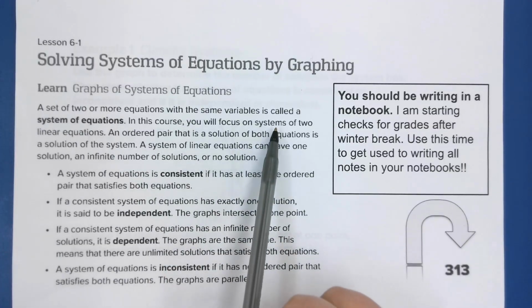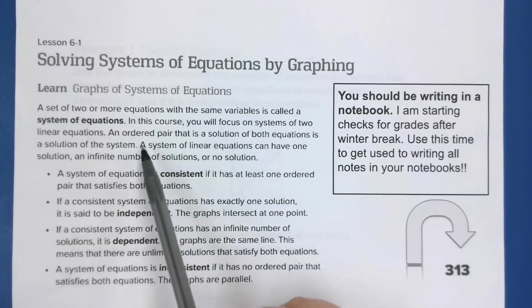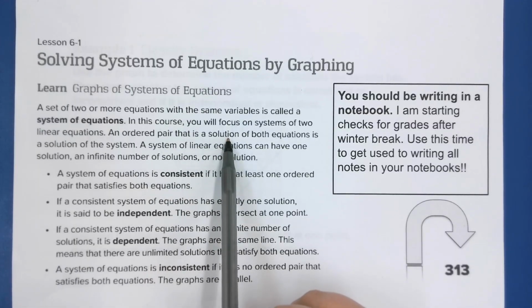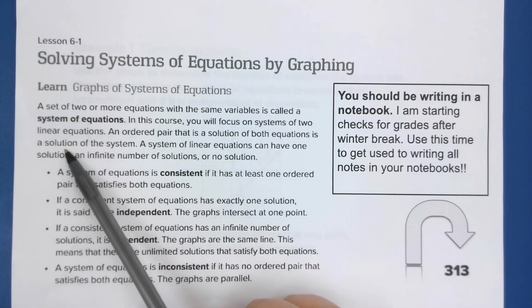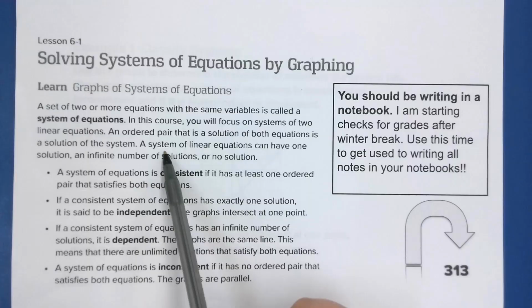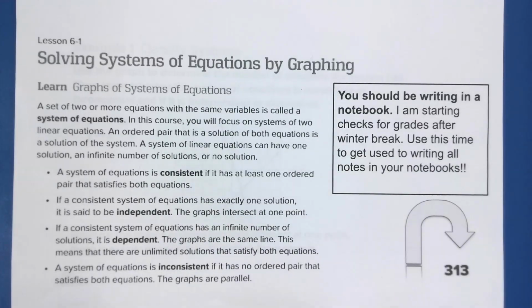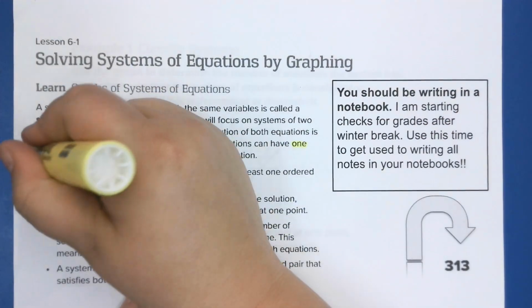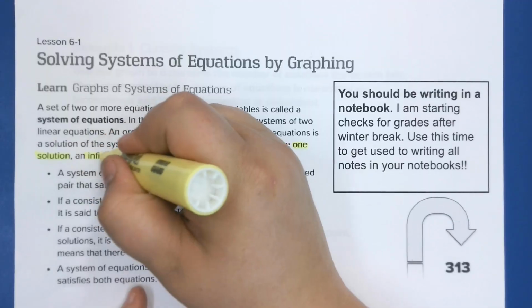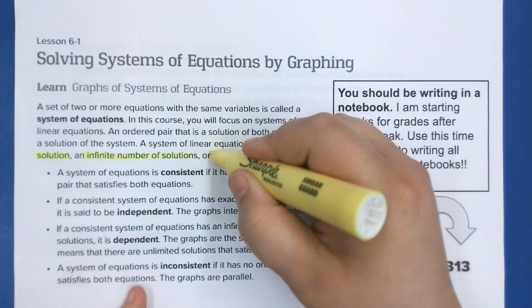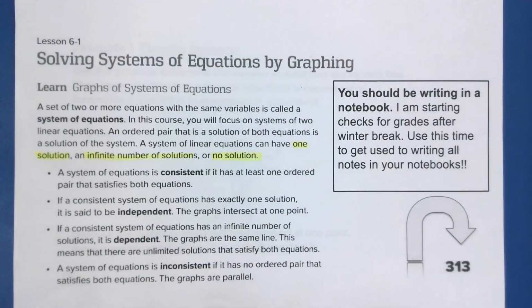Right now we're just going to focus on systems of two equations. An ordered pair that is a solution to both equations is considered a solution of the system. A system of linear equations can have one solution, an infinite number of solutions, or no solution at all.